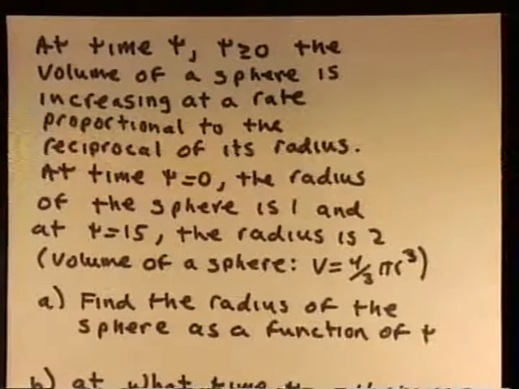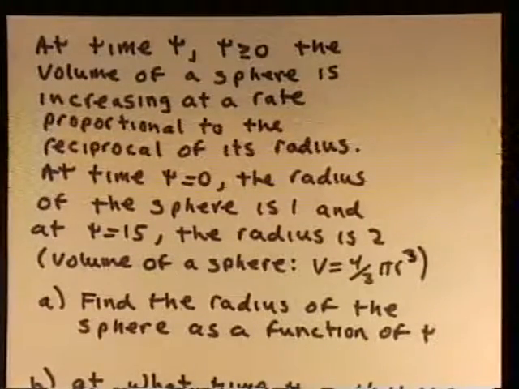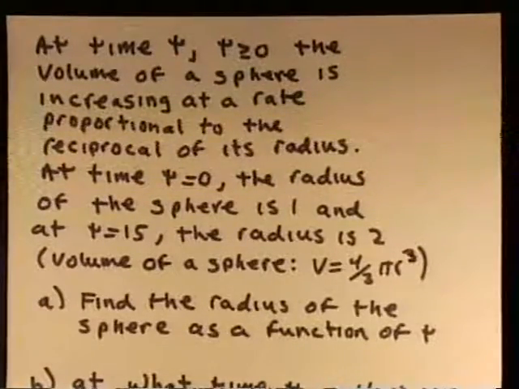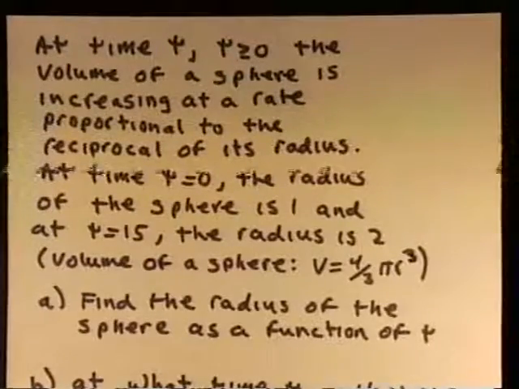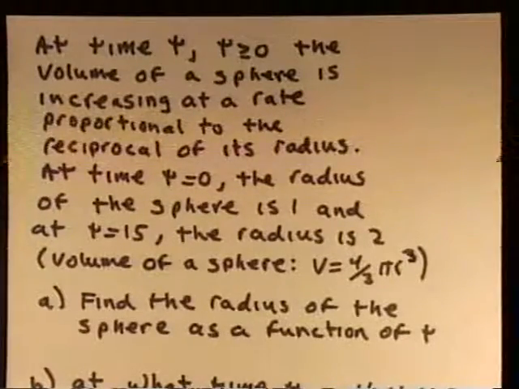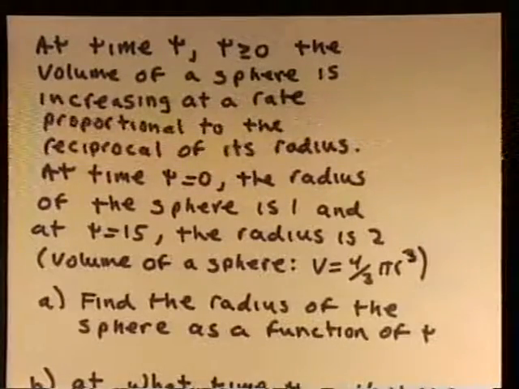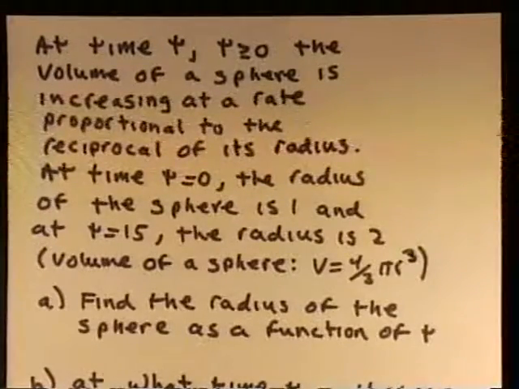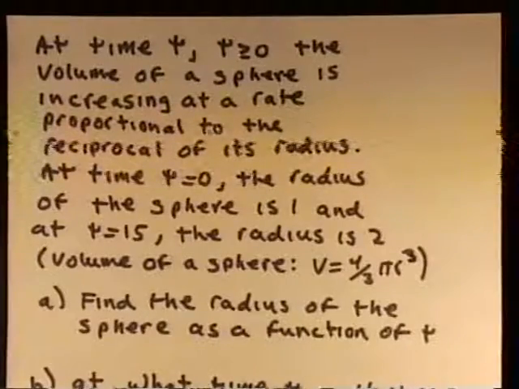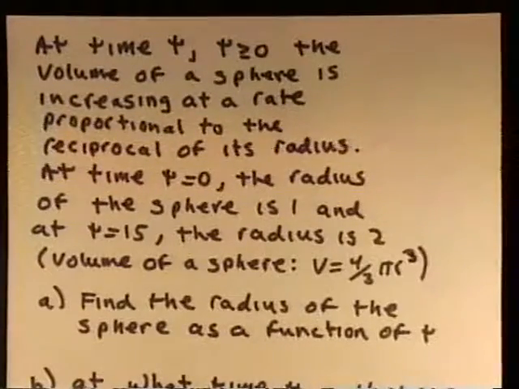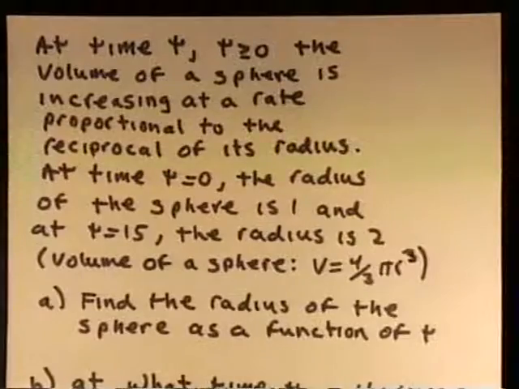At time t, t greater than or equal to 0, the volume of the sphere is increasing at a rate proportional to the reciprocal of the radius. At time t equals 0, have you seen this problem before, Jake? I think I've seen something similar to it. Okay, the radius of the sphere is 1, and at t equals 15, the radius is 2. The volume of the sphere is that. Find the radius of the sphere as a function of time t.